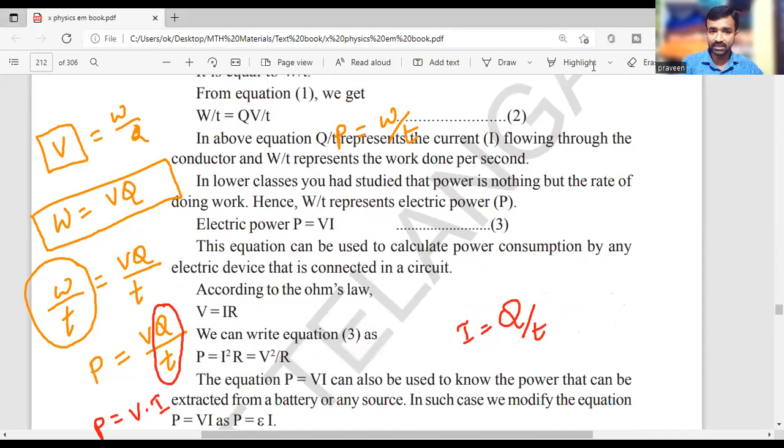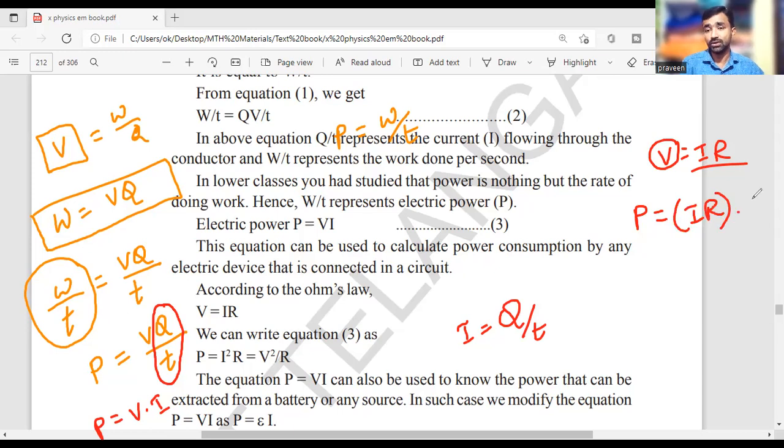power, electric power. If you use Ohm's law here, V is equal to IR, so I can replace V using I and R. P is equal to V into I, so I into R into I. So P is equal to I square R.